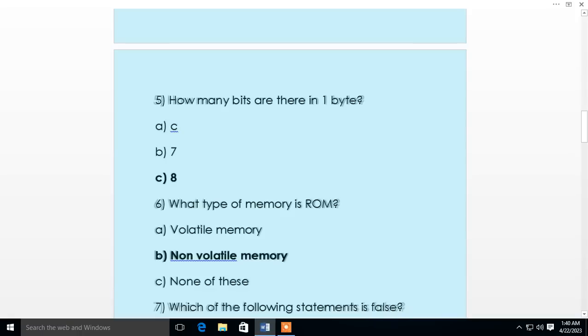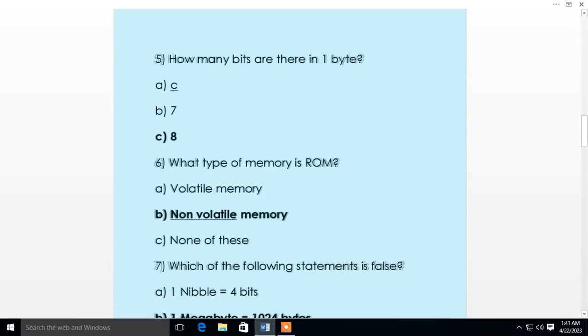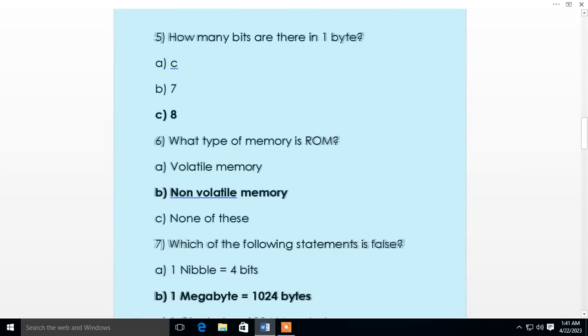Now coming to question number 6. What type of memory is ROM? We know ROM is read-only memory. Option A is volatile, but RAM is volatile, so option B will be the correct answer, which is non-volatile memory. ROM is non-volatile, so it will not be removed as soon as the power is switched off. It will be stored there. For that reason, it is non-volatile memory.